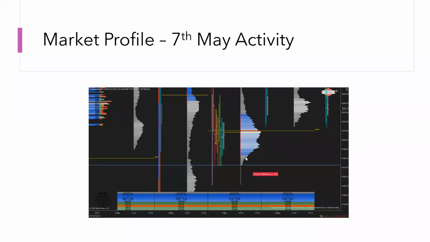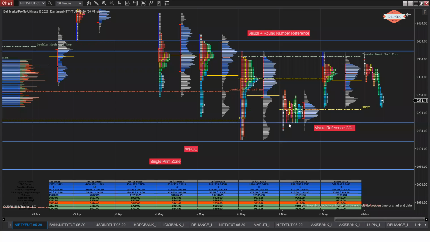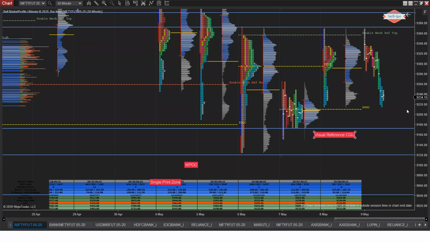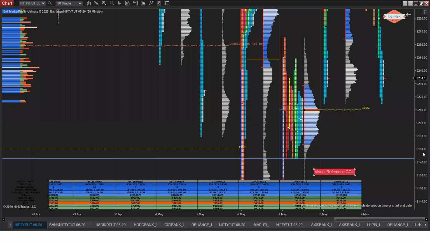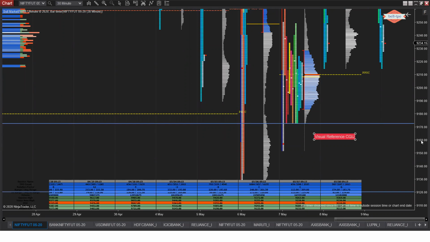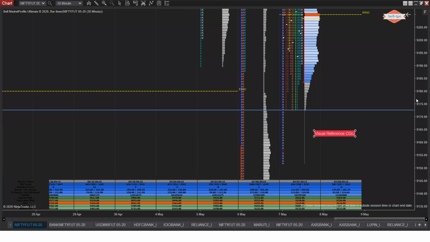But I'm thinking here that this reference level is one of the important reference levels, 9140. Let me zoom it. The charts I'm using are NinjaTrader charts. On top of that, I'm using a Bell DPO indicator. I'm just using the Nifty May month contract. You can see the letters C, G, I, and J.